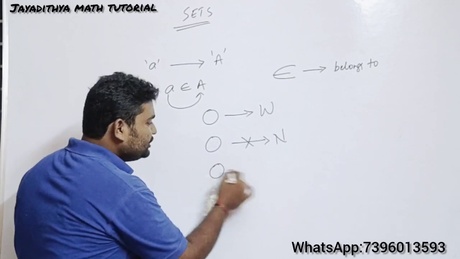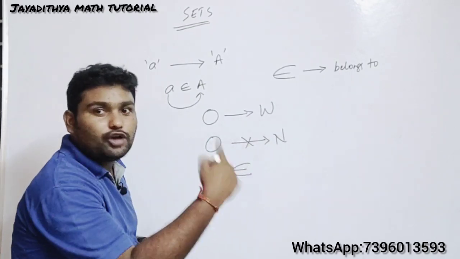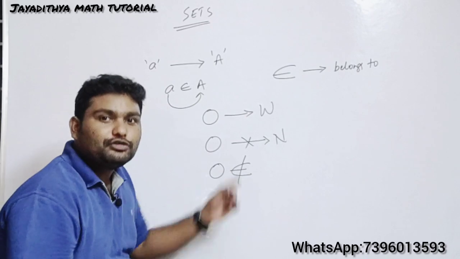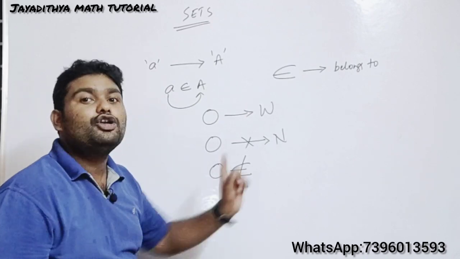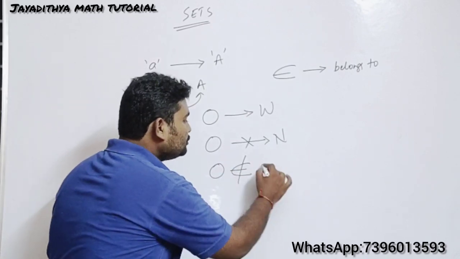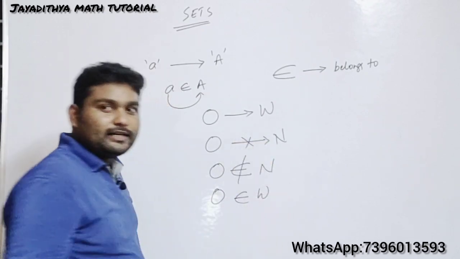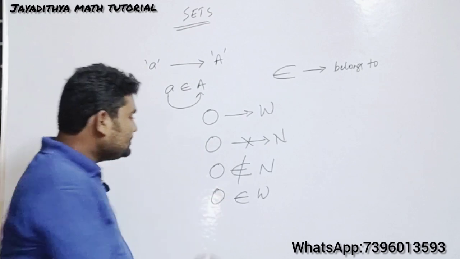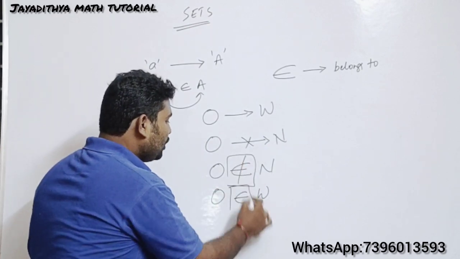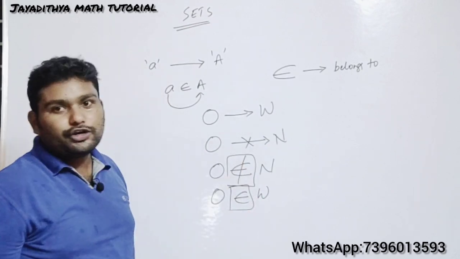So I will be writing like this, 0 does not belong to. Not belongs to means you write the epsilon and you strike it off. So this is nothing but not belongs to. So 0 does not belong to natural numbers. 0 belongs to whole numbers. Right? So in this way you can use the symbol belongs to and not belongs to. So this is belongs to and this is not belongs to symbol.